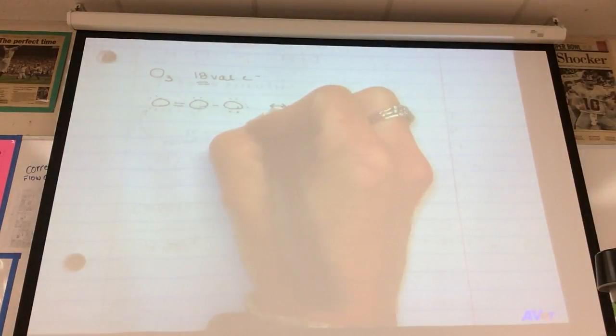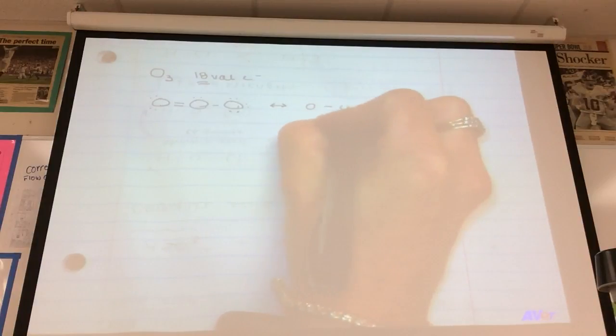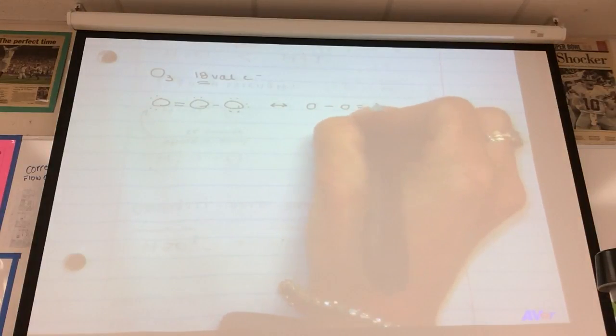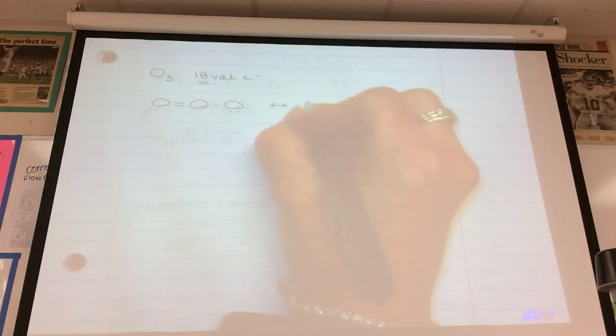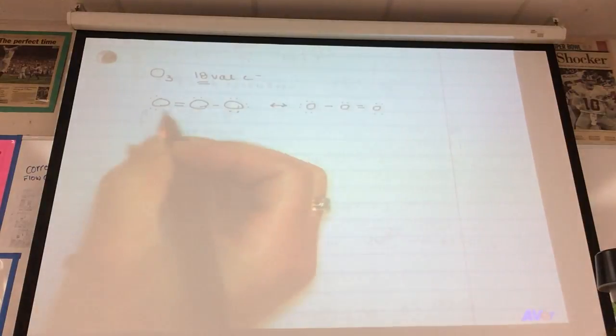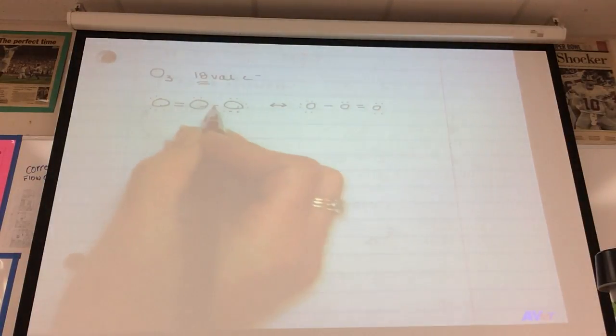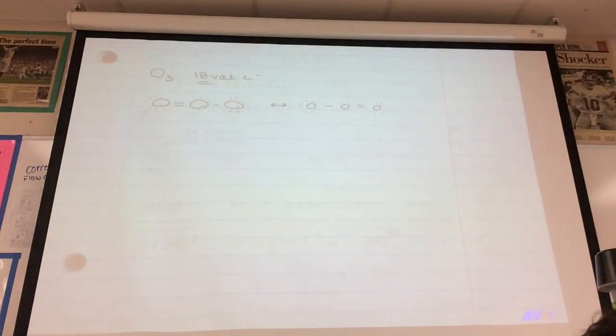For resonance or atom, it's just the opposite, right? You got it. So this one has resonance, which you would want to illustrate. And again, 2, 4, 6, 8, 10, 12, 14, 16, 18 valence electrons. Make sure you check that.